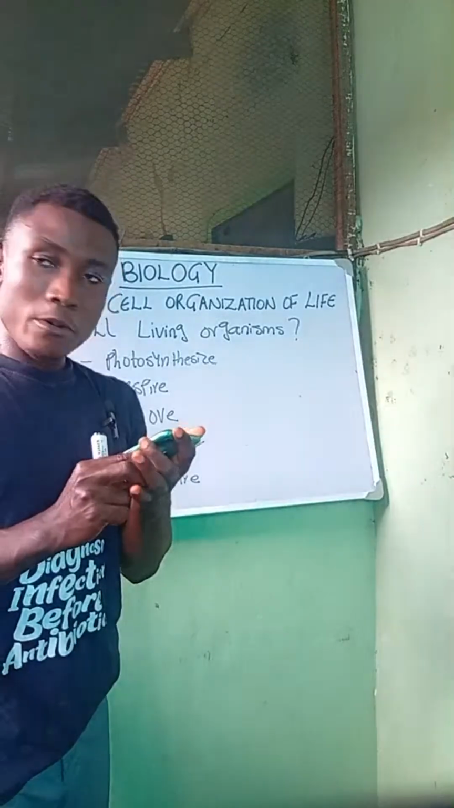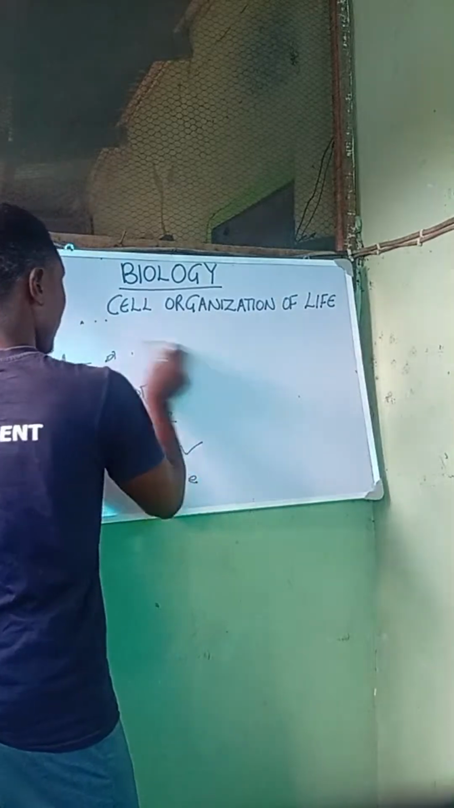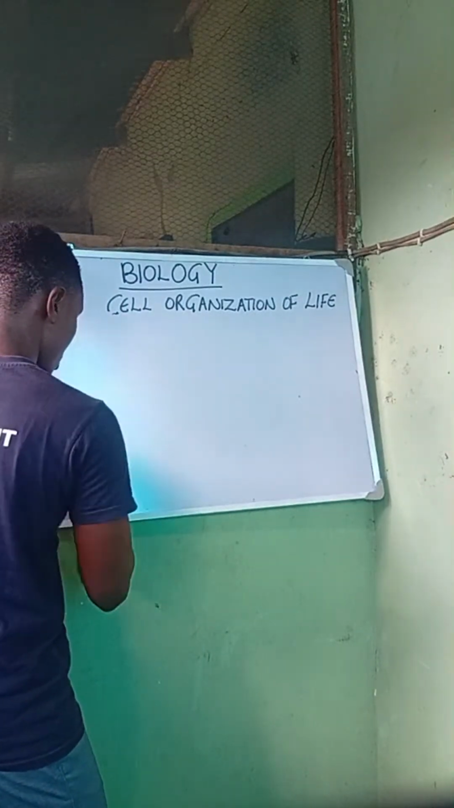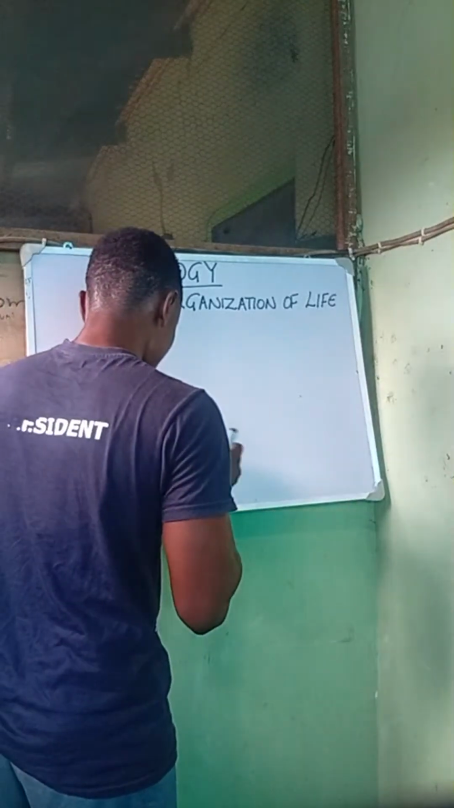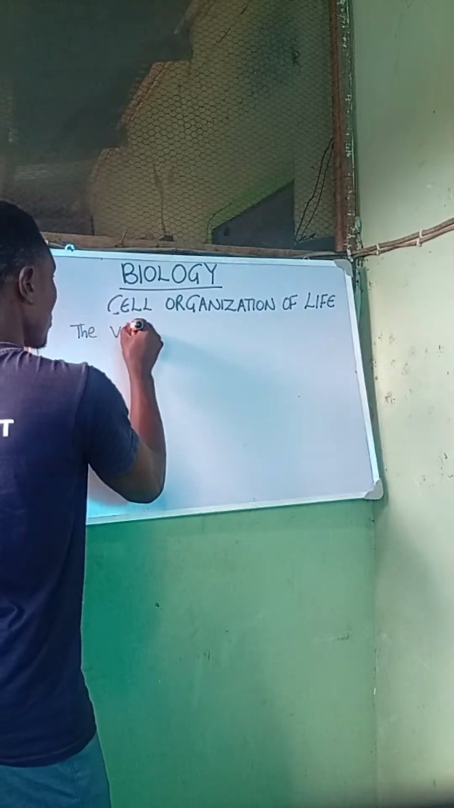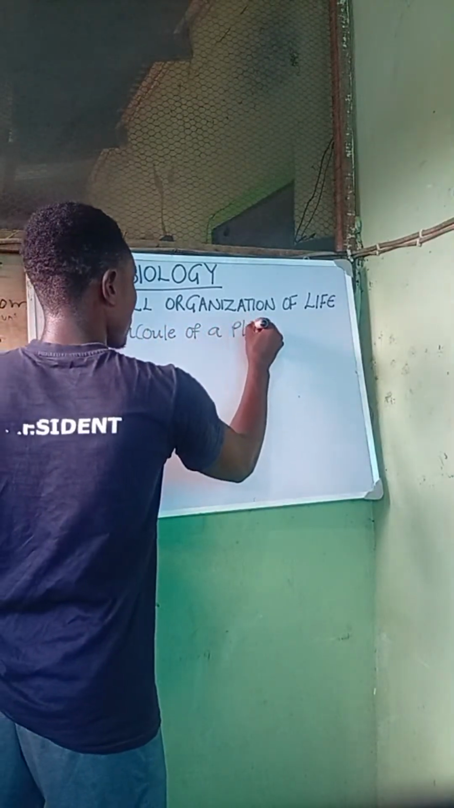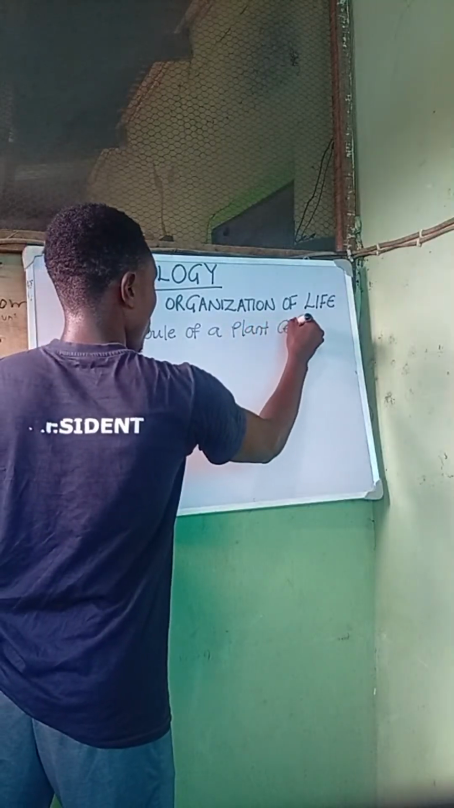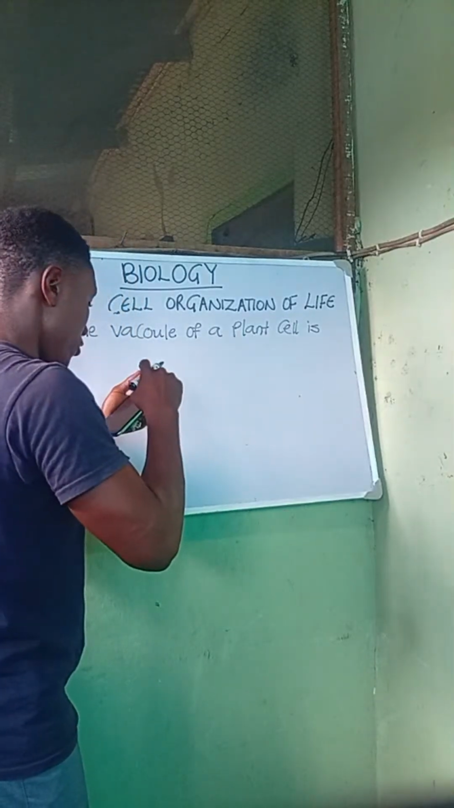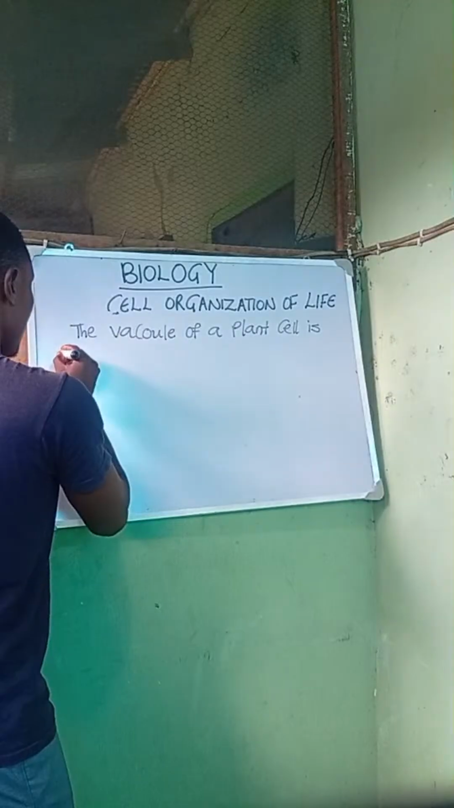The vacuole of a plant cell, we are talking about the vacuole now. The vacuole of a plant cell is, let me write it. The vacuole of a plant cell is A, a large empty space.